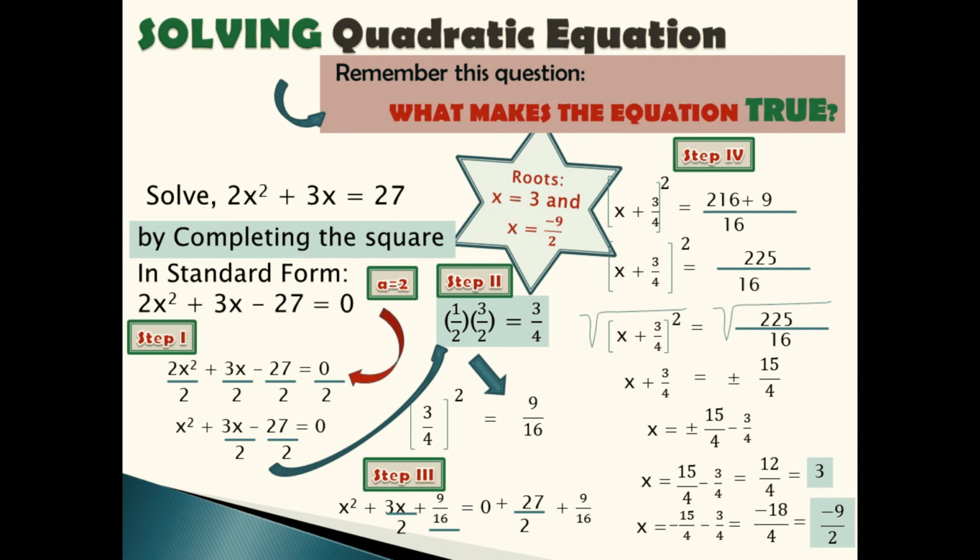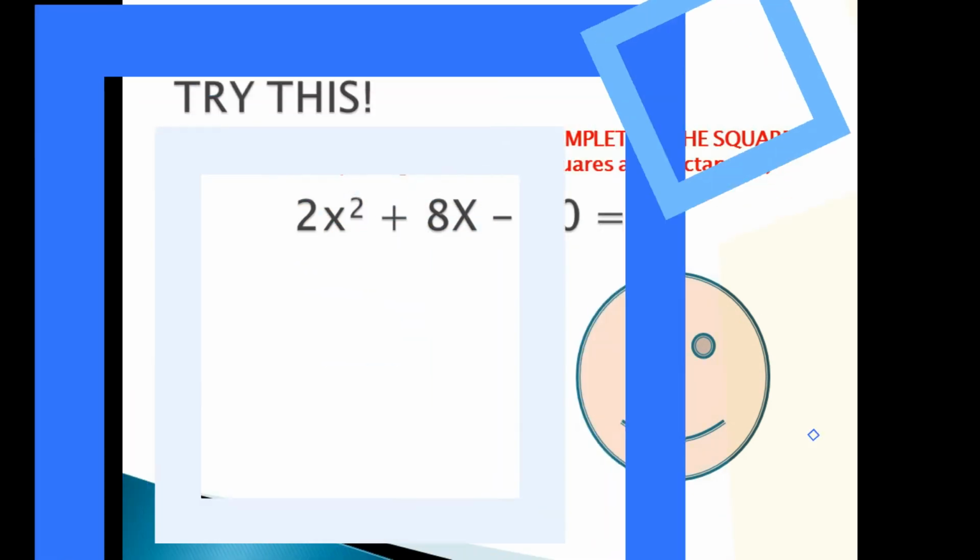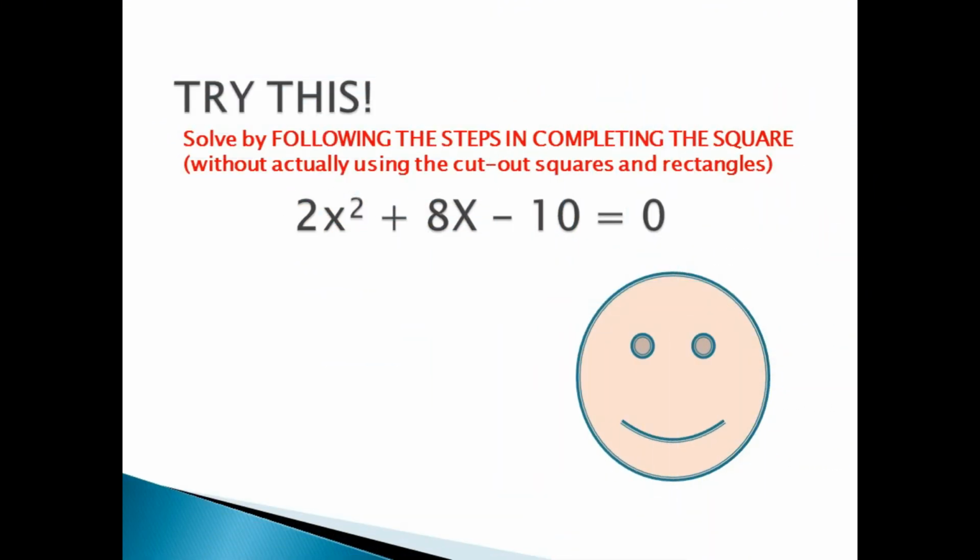By completing the square, therefore, the roots of 2x squared plus 3x equals 27 are x equals 3 and x equals negative 9 over 2. Try this. This is the quadratic equation we solved by completing the square using the cut-out squares and rectangles in our first example. Solve this by following the steps in completing the square, meaning without actually using the cut-out squares and rectangles.